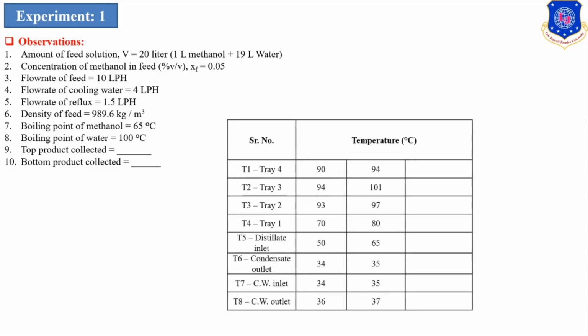Okay, and after that we have to draw the table like this. So these are the temperatures, that is T1, T2, T3 up to T8. Okay, T1 to T4 will be the different locations within the bed. Okay, and T5 will be the distillate inlet, which will be the inlet to the condenser. Then T6 will be the condensate outlet. T7 and T8 will be the condenser water inlet and outlet temperatures. These are the different temperatures which are being shown here during the experiments. Okay, so this is how we have to make the observation table.